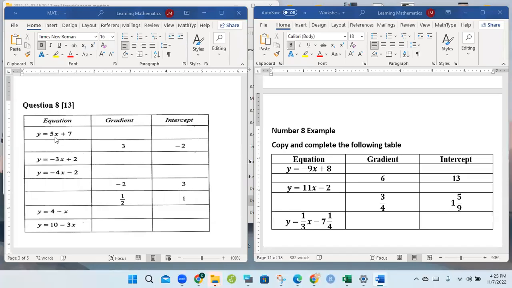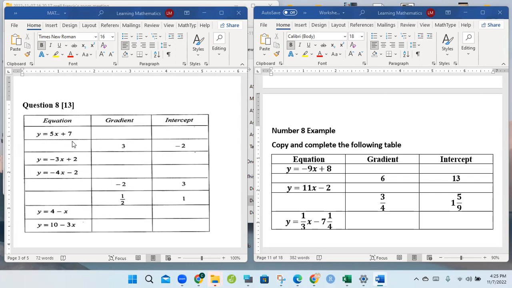Number 8 doesn't give any instruction, but the instruction seems pretty clear. We've got to complete this table. So here for this row, we are given the equation, so we have to write down what is the gradient and what is the y-intercept. For this row, we are given the gradient and the y-intercept. We have to write down the equation.